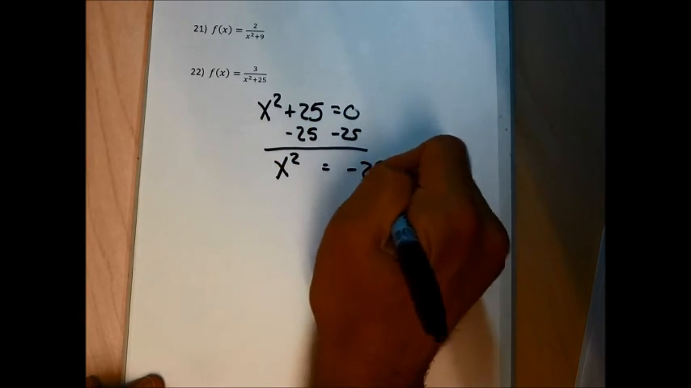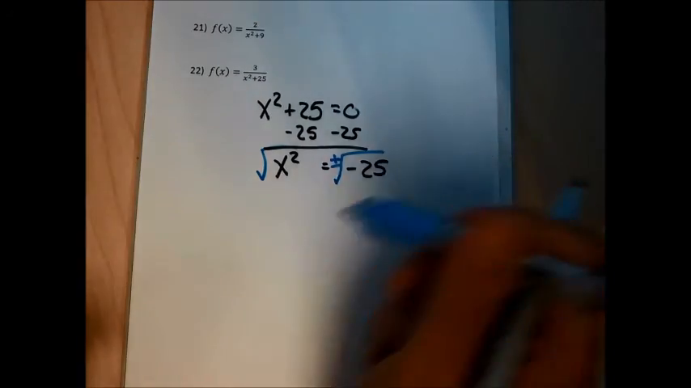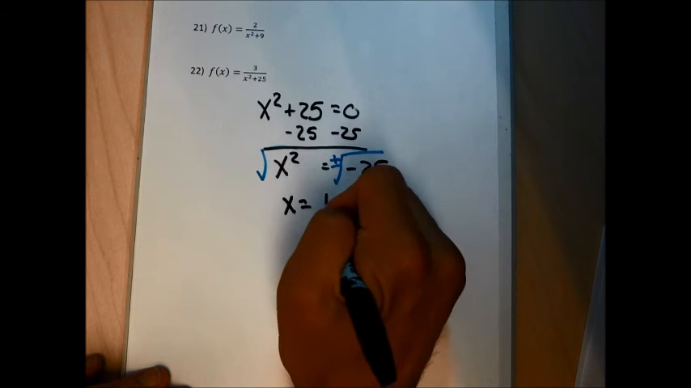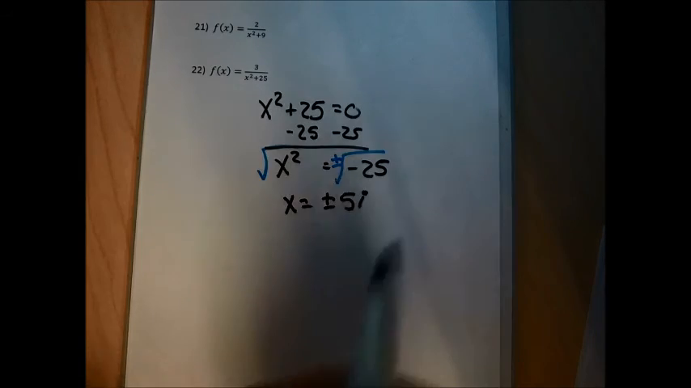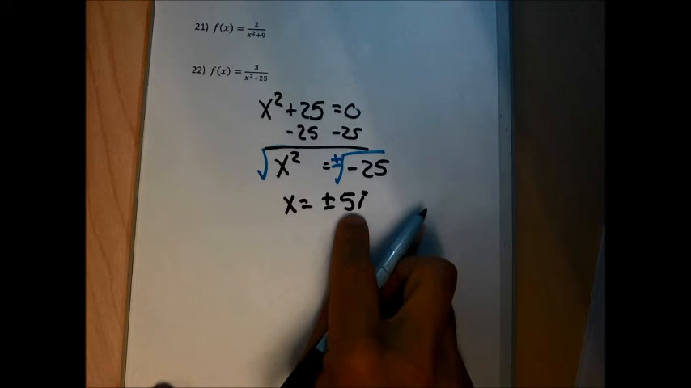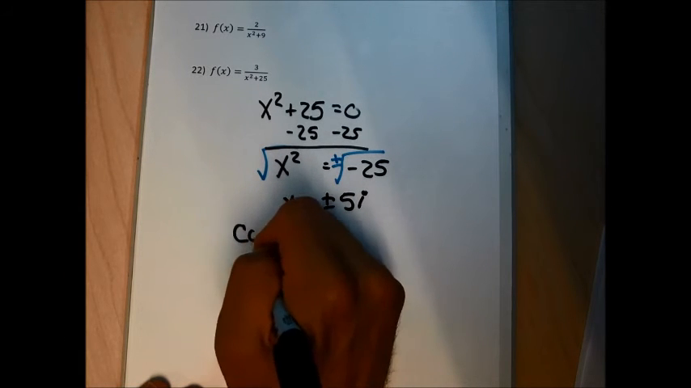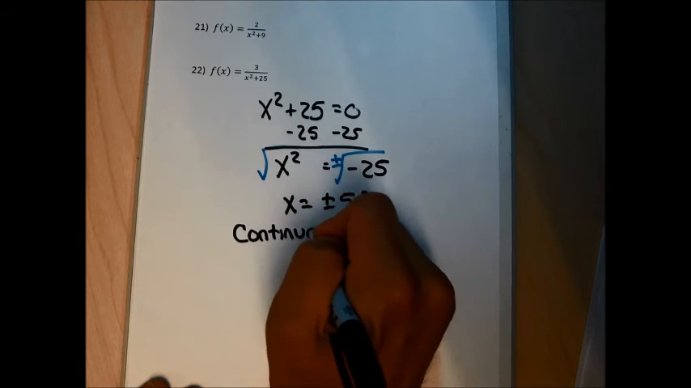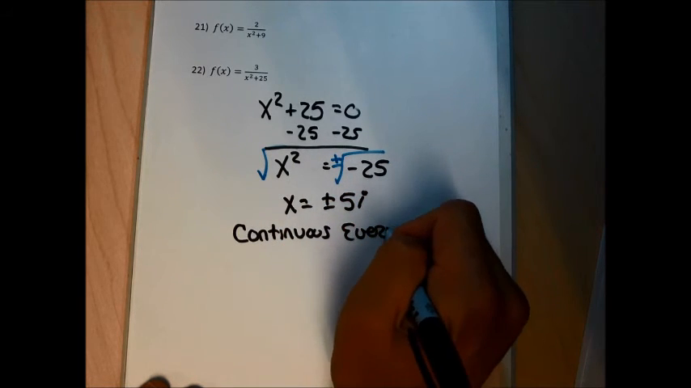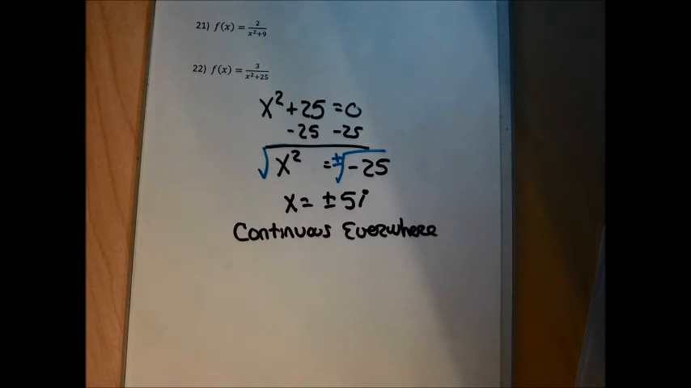So I get x squared equals negative 25. Taking the square root, plus or minus the square root, I get x equals plus or minus 5i. So this is only discontinuous for imaginary numbers, which means it's continuous everywhere, because it's only discontinuous on an imaginary graph, and we graph real numbers only. So here, there are no points of discontinuity, and we're going to say it's continuous everywhere. I'll show you this graph here in a second. So this graph isn't going to have a hole, nor is it going to have a vertical asymptote.